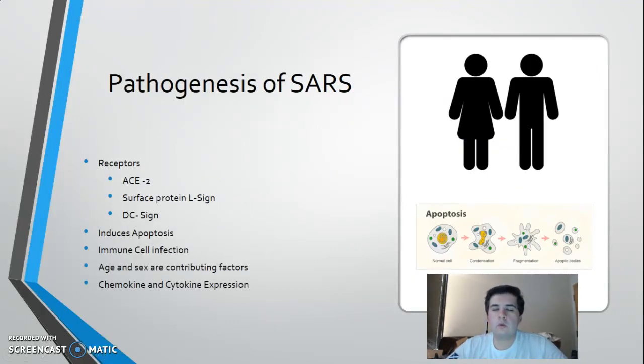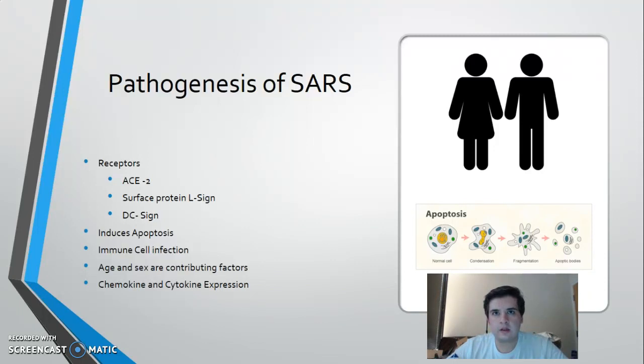So quickly, this is the pathogenesis of SARS. SARS really binds to cells that express ACE2 on their surface. So what is ACE2? ACE2 stands for angiotensin converting enzyme number 2. It's found on the surface of both endothelial and epithelial cells.